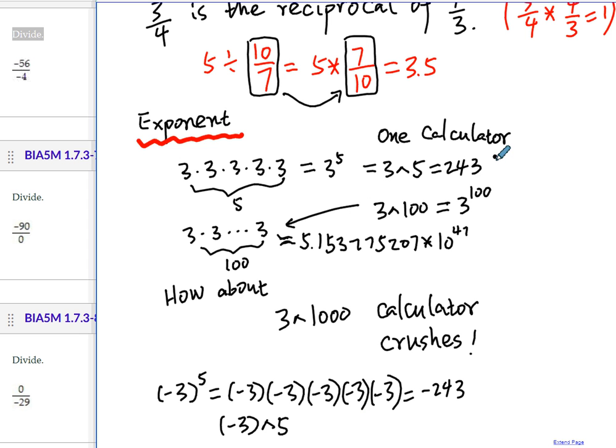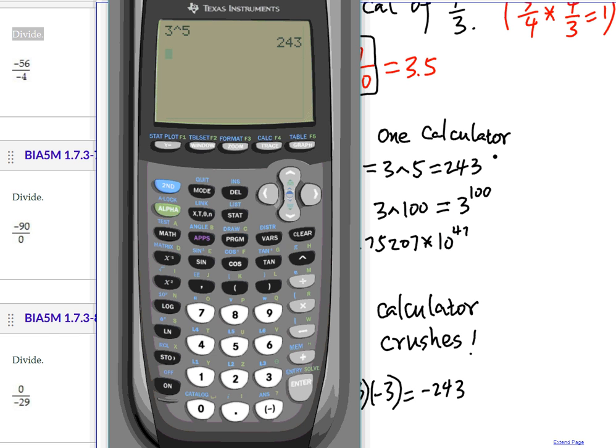How about here? 3 times 3 times 3, 100 times. That's a very big number. In the calculator, you want to do 3 arrow up and then 100, which will be this number, the one right here. So we may work on that. 3 exponent 100. You hit enter, you have that.